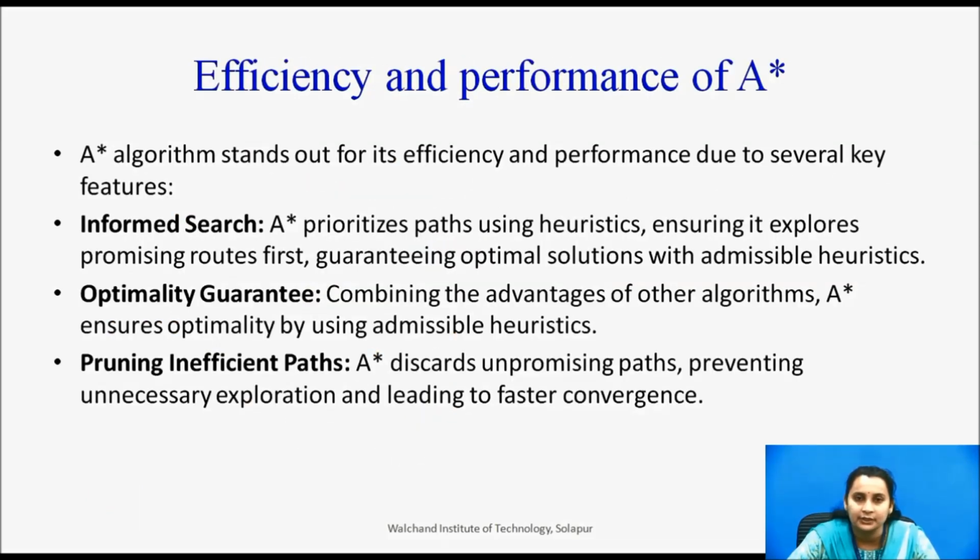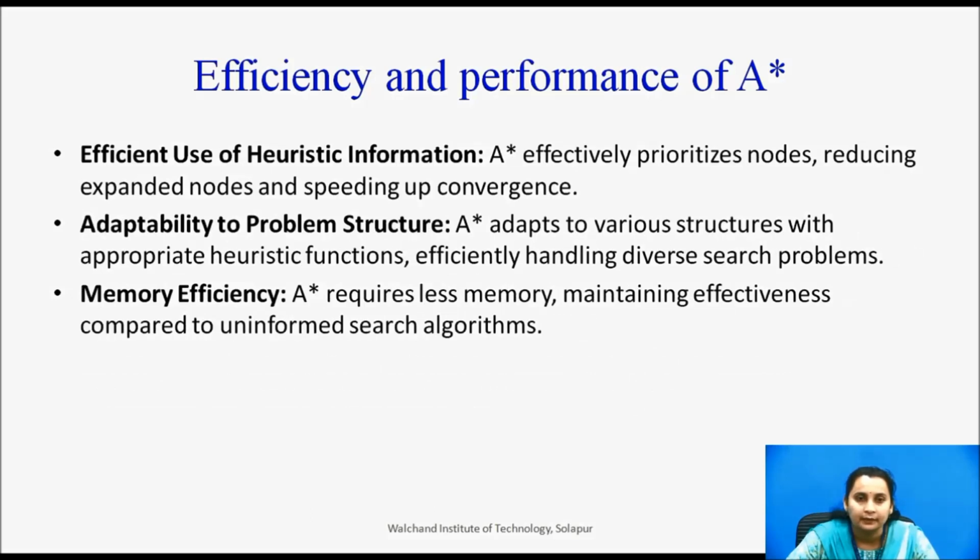So it is very efficient. A star is efficient because it is using knowledge and minimizing its search space at every step. It is complete because there is a guarantee that we will get the optimal solution that is close to the best solution. It is giving us an efficient path. It uses heuristic information, it is an informed search, and it adapts to the problem structure. It has domain knowledge, and it also uses less memory while working.